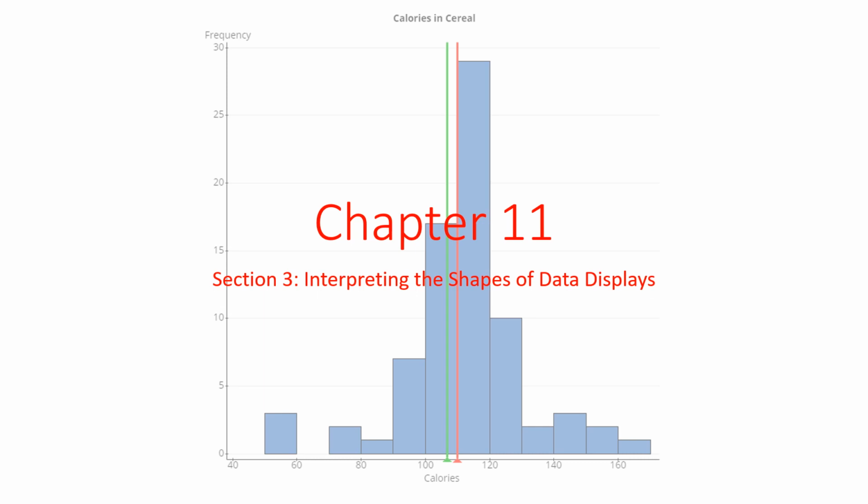Good morning and welcome back to the third section of Chapter 11. In this section, we're going to be looking at the shapes of data displays.